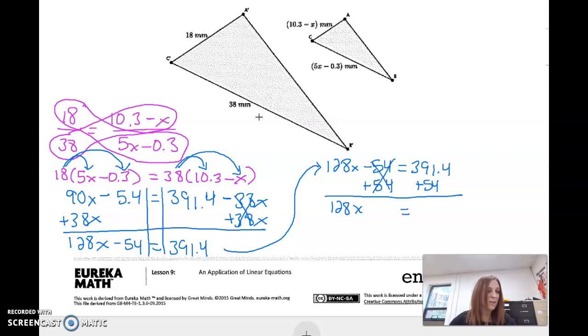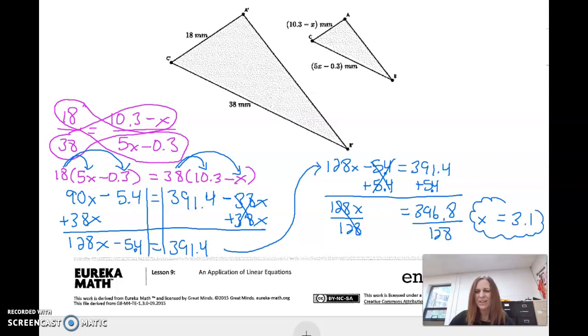Equals, and if I add these two together, I'm so sorry, this is not 54. This is 5.4. Ooh, good catch. Hopefully you guys caught that before I did. If I add 391.4 to 5.4, I get 396.8. Then I divide both sides by 128. And we get x equals, typing that into a calculator, 3.1.